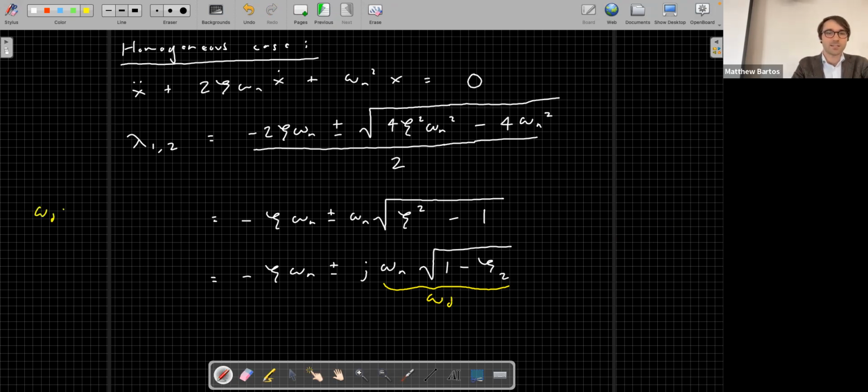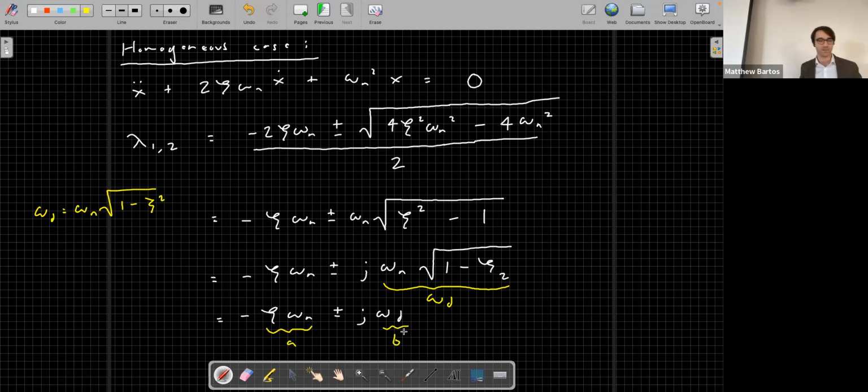So omega d is equal to natural frequency times the square root of 1 minus zeta squared. Okay, and so we can write the roots as follows. This is equal to negative zeta times the natural frequency plus or minus j omega d. So this here will be the real part, and this here will be the imaginary part of our root. So we have it in this convenient form for us to use.